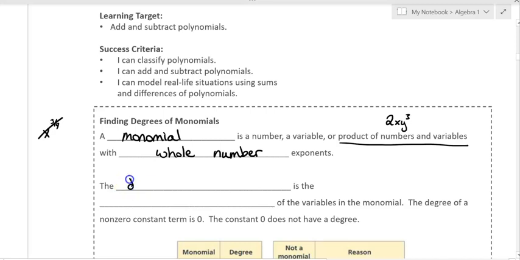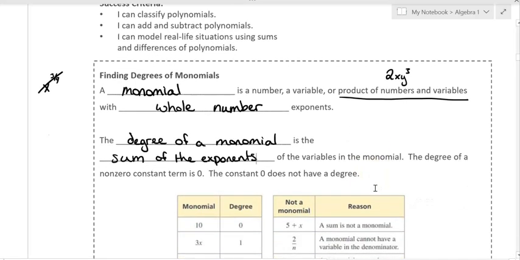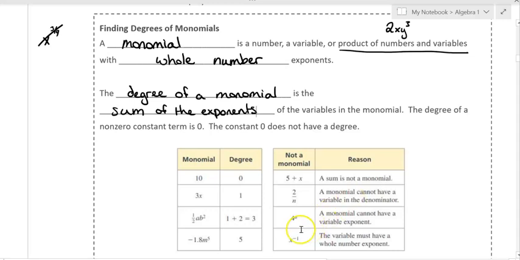Okay, so when you're asked to find the degree of the monomial, it is the sum of the exponents of the variables of the monomial. So let's go ahead and take a look real quick at some examples here. All right, so this is a monomial. It's just the number 10. There's no variables. It has a degree of 0. So if there's no variable, degree of 0.